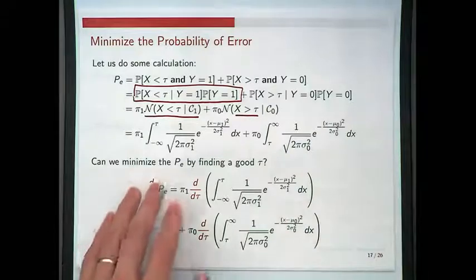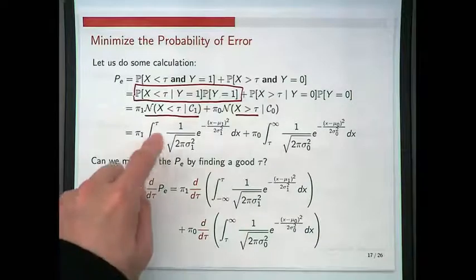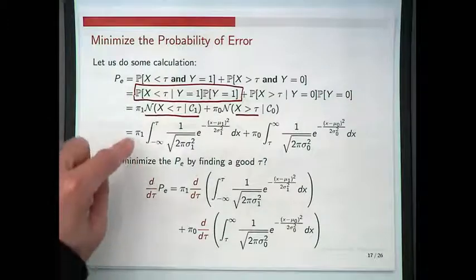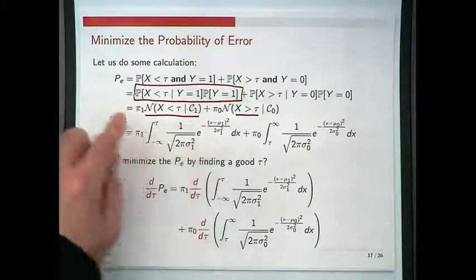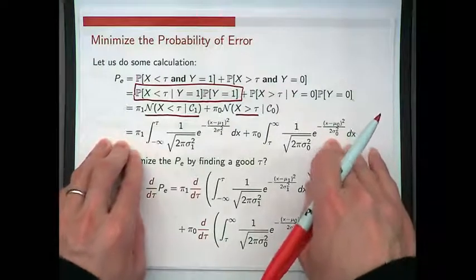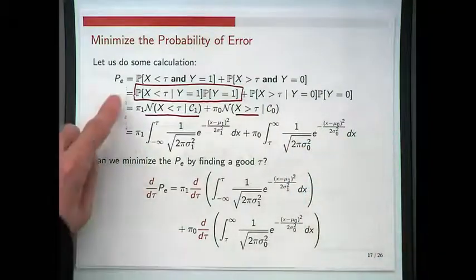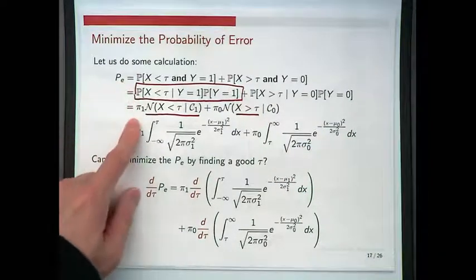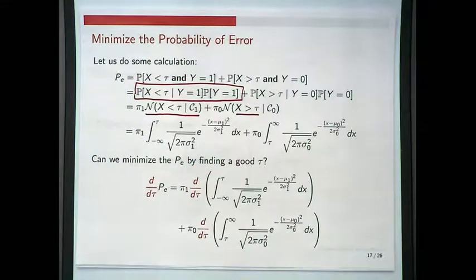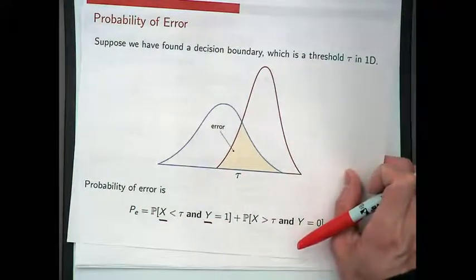So the following thing could be a little bit magical. We ask, how can we minimize this probability of error? Can we try to take the derivative of this gigantic thing, set it to 0, and see if we can obtain a solution? If you take the derivative of this probability of error with respect to tau, now what is tau? Let me remind you, tau is the decision boundary. It is the cutoff that you want to find out.